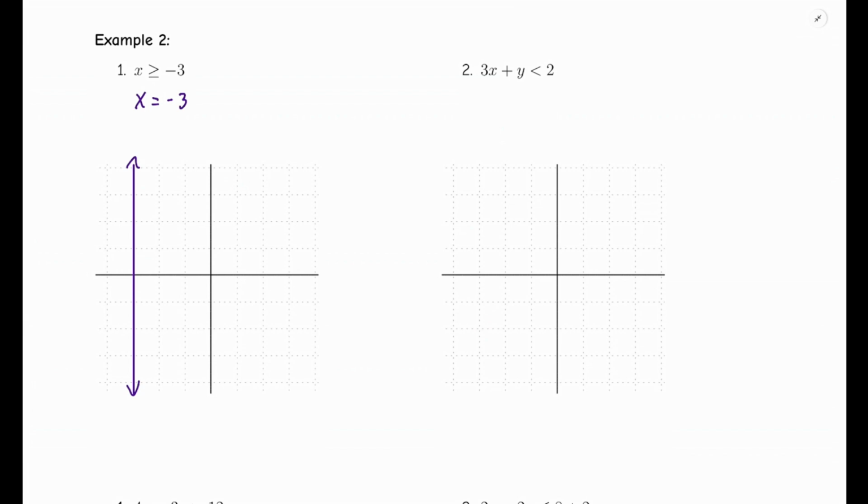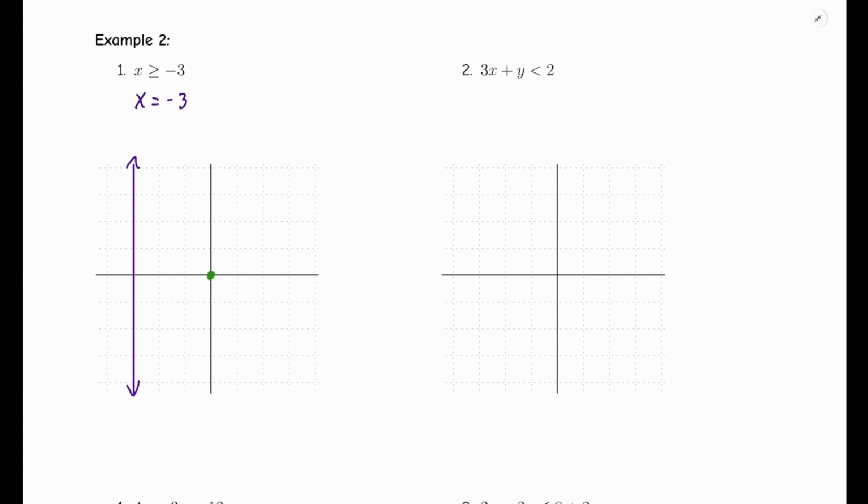Now I have to determine which side to shade. So you want to pick a test point. And usually for the test point, I pick (0, 0). Now, because the test point has to be in one of the regions, it cannot be on the line. So for example, I could not pick (0, -3). That point would not work. What that means is if your line goes through (0, 0), you can't use (0, 0). You have to use a different point.